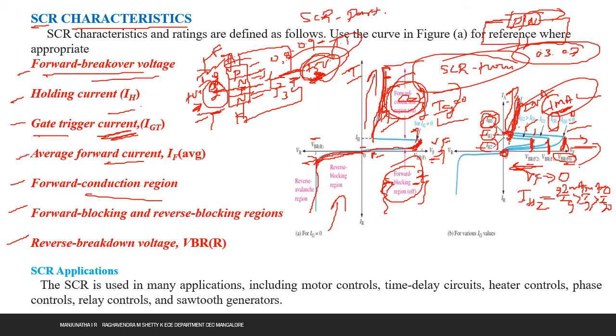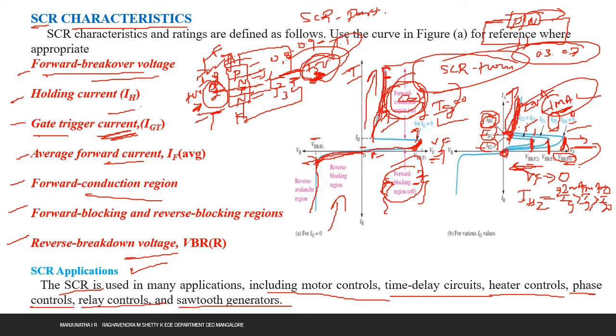Similarly, the reverse breakdown region. The definition for reverse breakdown region is very simple, and it is very similar to the diode reverse biased condition. Okay, reverse breakdown region. So last in this slide, SCR applications. Where can we use the SCR device? The SCR is used in many applications, including motor controllers, time delay circuits, heater controls, phase controls, relay controls, and sawtooth generators.